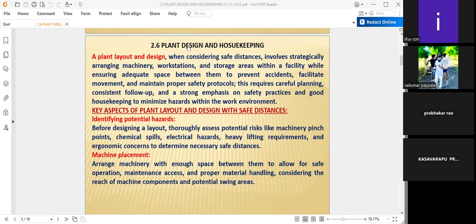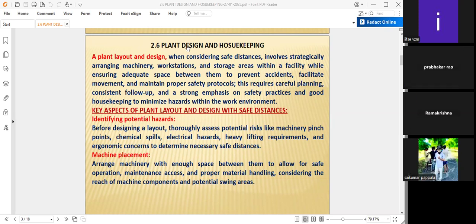Suppose any organization is initially designing a new place, we have to take into consideration during the plant design itself that housekeeping is also taken care of. Housekeeping here means that in the new plant design, we have to plan the orientation of the individual sections we need to accommodate in the design plan. That is called plant design.